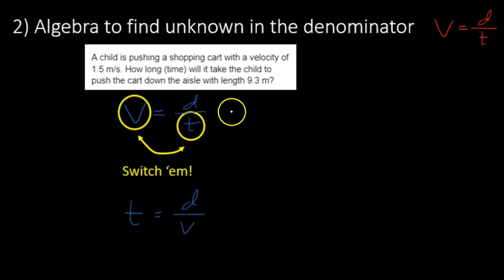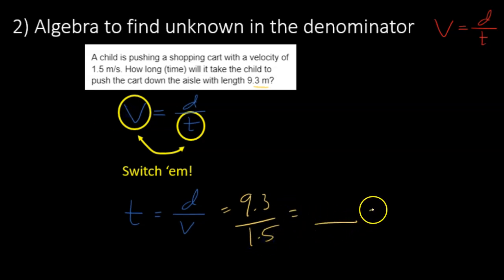If I continue doing this problem, now I'd read the question. Okay, let's see, I need the distance. What's the distance here? Oh, 9.3. So that equals 9.3 divided by the velocity, 1.5. Punch that into your calculator. You could get your answer with your unit of seconds.